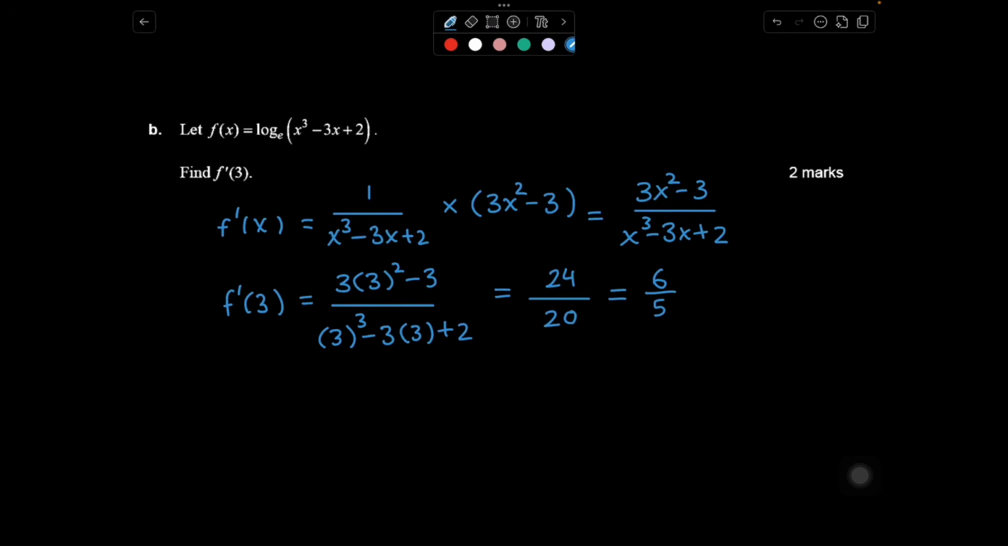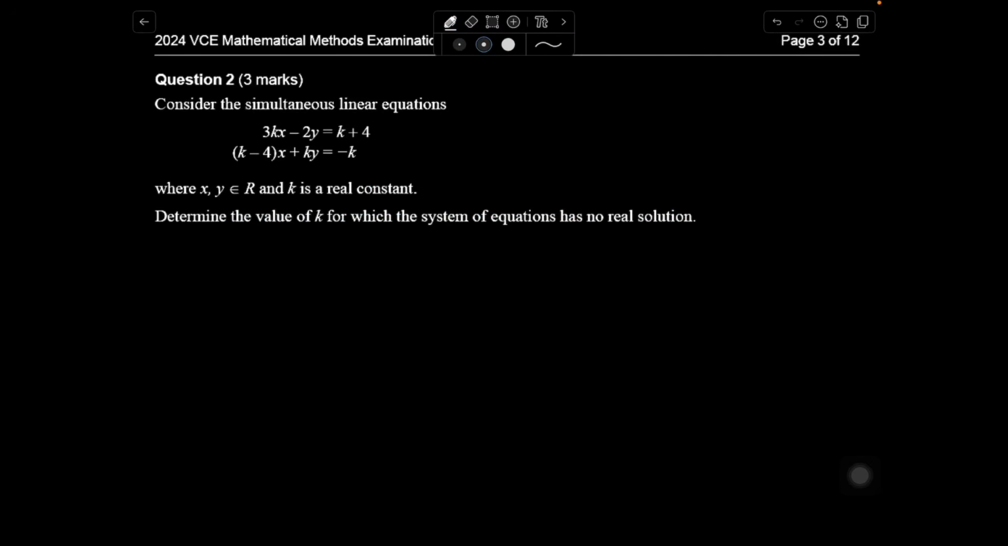our final answer. So for this question, it asks us what value of k do we need so these simultaneous equations have no real solutions. And what I like to do with these types of questions is work through it visually. There's other ways to do it, but I feel like this makes the most sense to students. And what's really important to understand is that we can rearrange each of these equations into the form y equals mx plus c, so we can easily see their gradients and their y-intercepts.